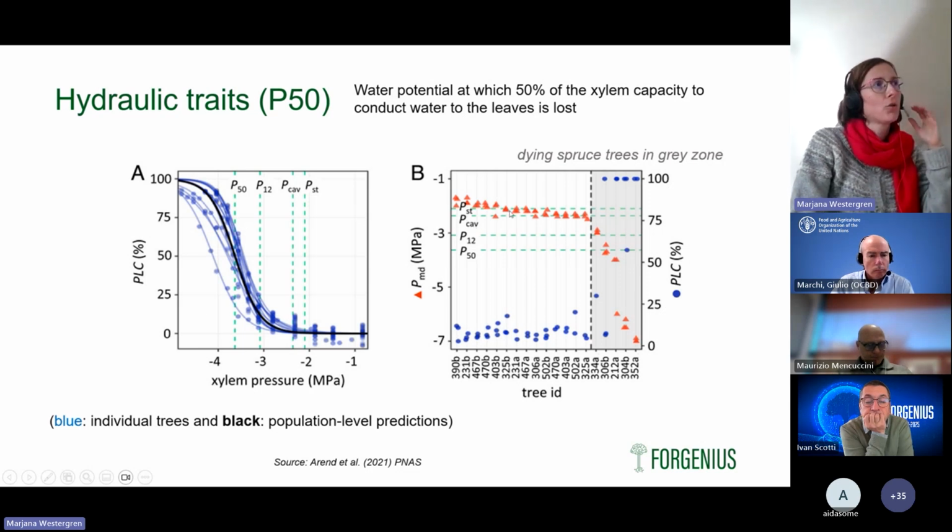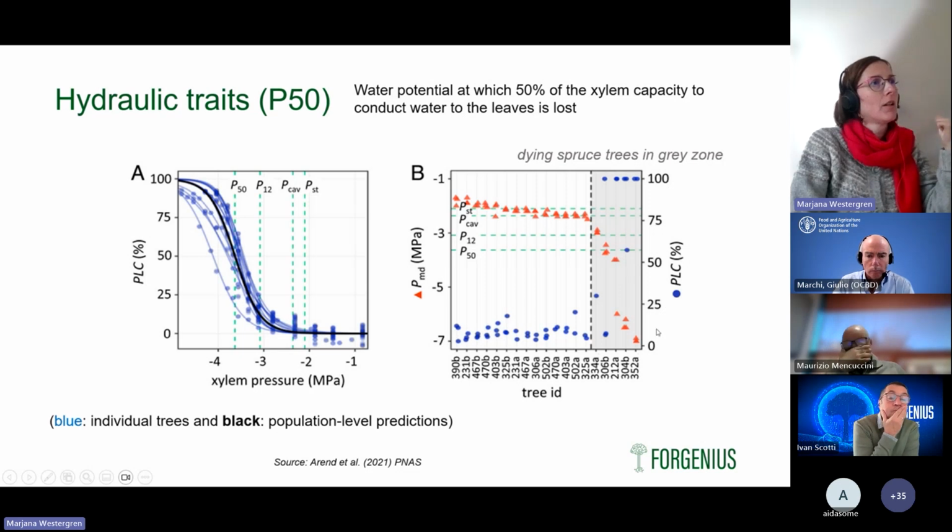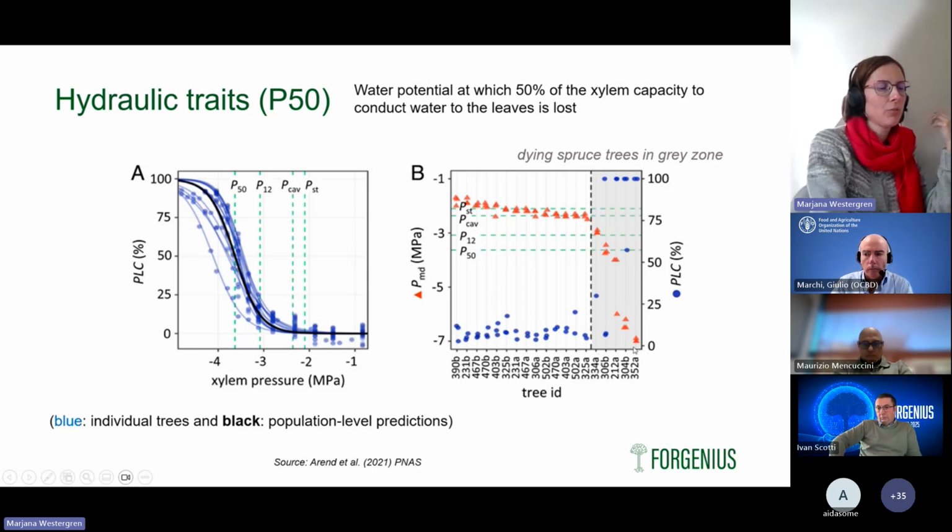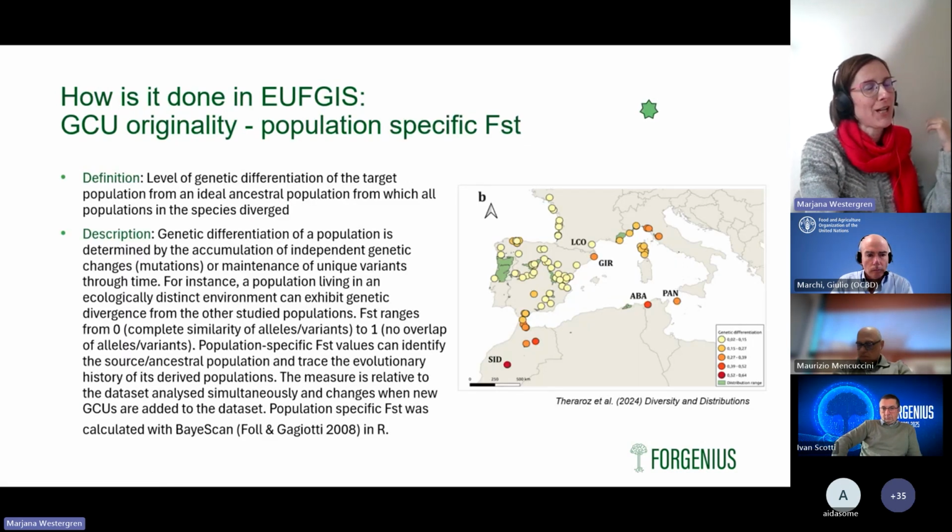Then if we go to the other graph, we can see that when the pressure drops, usually the percentage of loss of conductance increases. And in this gray zone are the trees that are exhibiting symptoms of dying. So this is also a very important trait, a very important indicator. And that was it for describing the indicators.